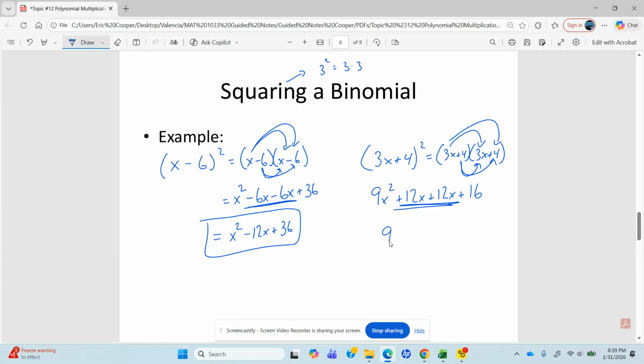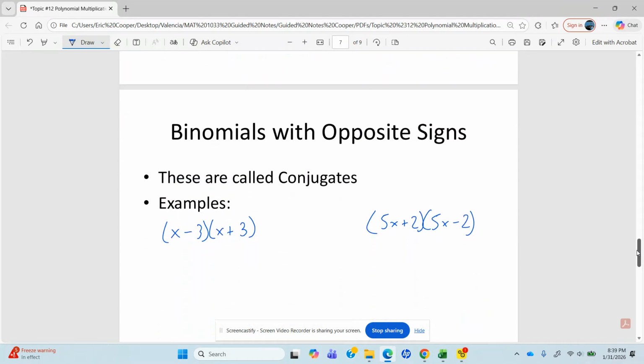Those like terms will end up in the middle. 12 and 12 make 24x. And the 16 will come down with it. So again, squaring a binomial, we're really writing out the binomial twice and FOILing out to get our final answer.